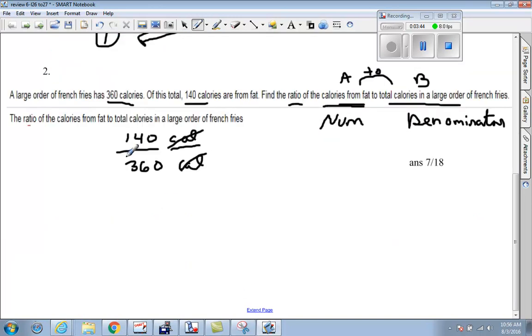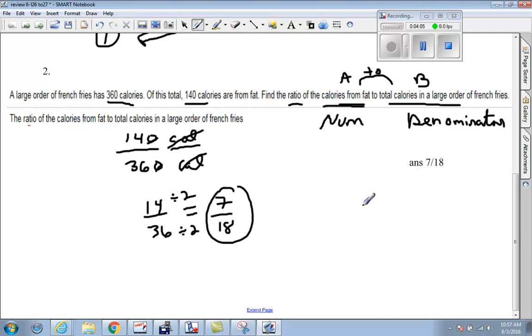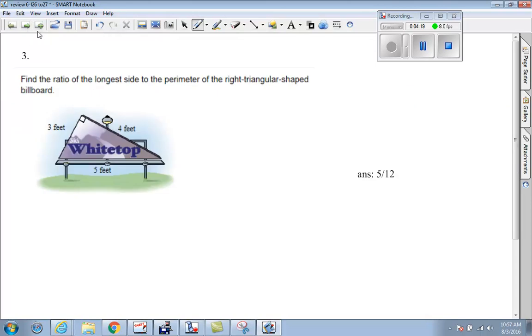But we have to reduce the 140 over 360, so we can cancel the zeros, and then we're left with 14 out of 36, but you might be thinking 2 goes into this 7 times, 2 goes into this 18 times. So even if you have to note there, divide by 2, and voila, 7 out of 18. That's our ratio. So ratio of calories from fat to total calories, you have to do it in this order. All right, let's try the next.